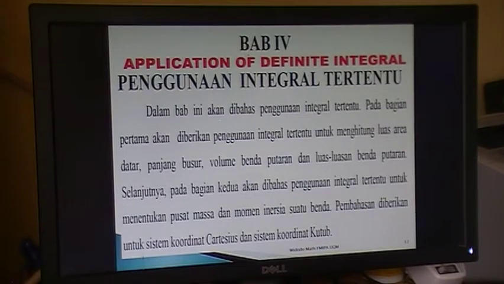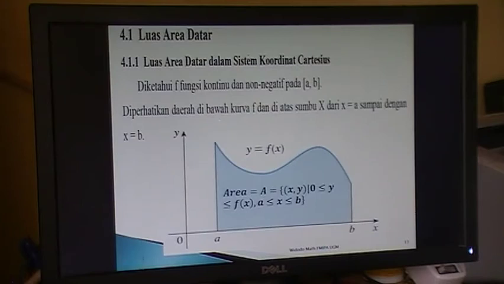Let us start our first section about luas area datar. In English, it is called the area in Cartesius coordinate.